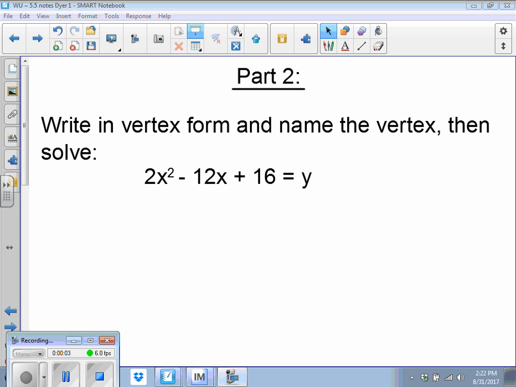Okay, so this is the second part of 5.5. We're going to still do the same thing. We're going to take this function, write it in vertex form, name the vertex, and then solve. This one is different because there's something multiplied to x squared.